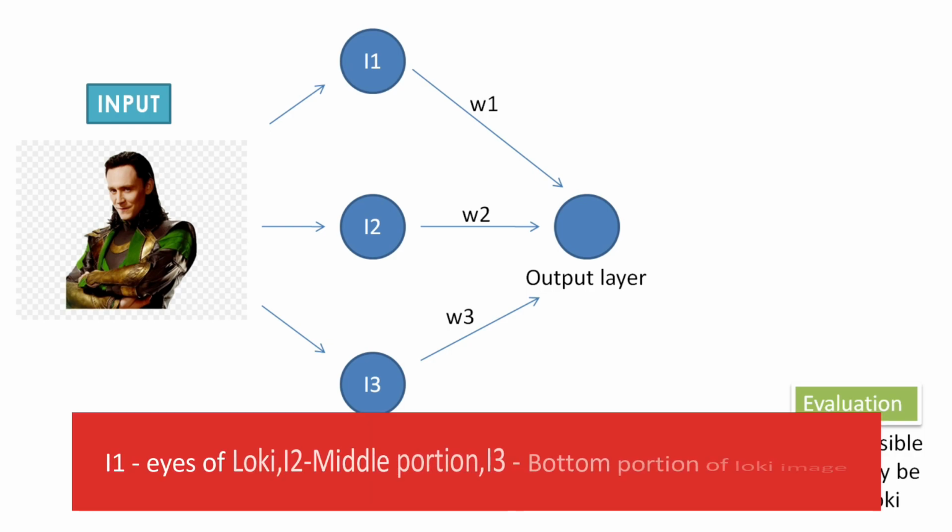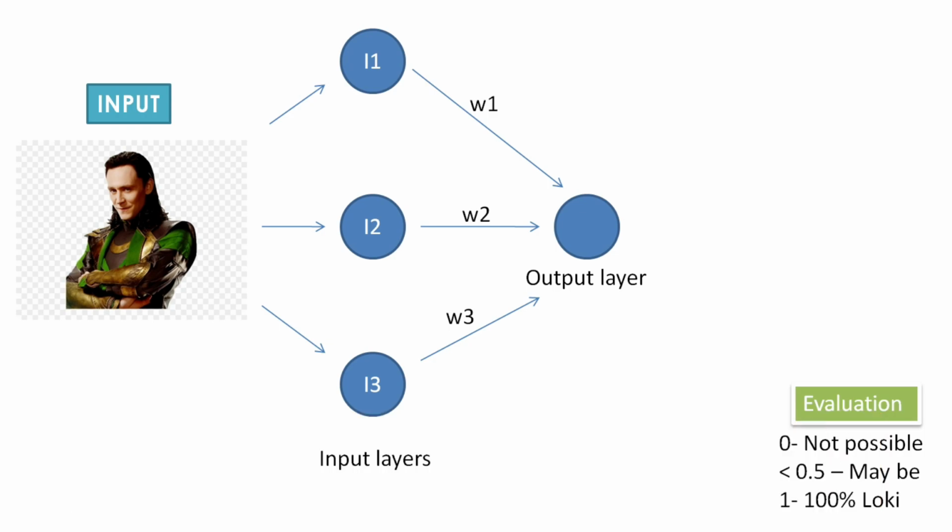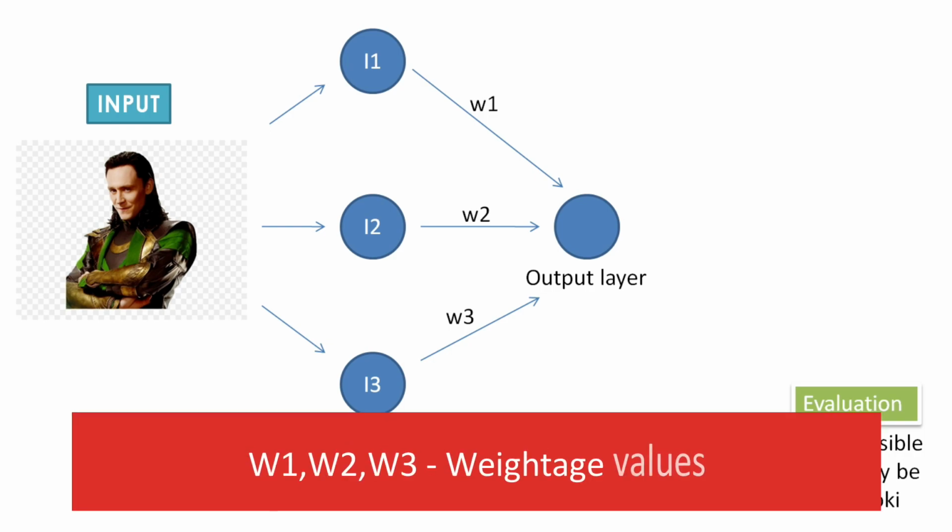Here I2 and I3 are the middle and bottom portions of the Loki image. With these two images, we can't assume anything. In this case, we need to give less weightage values to these features. This is how the weightage values need to be given in the neural network.